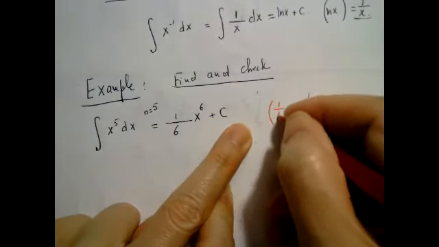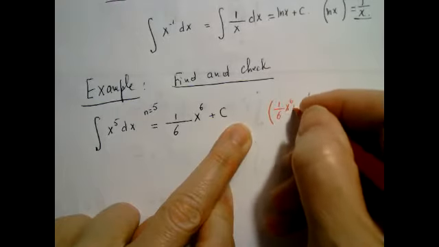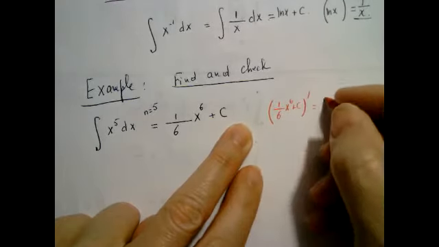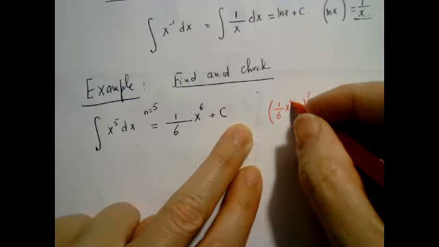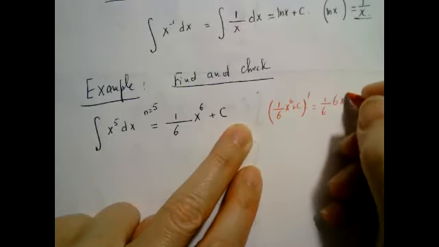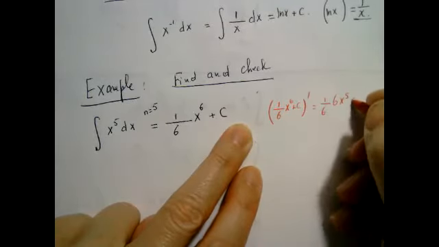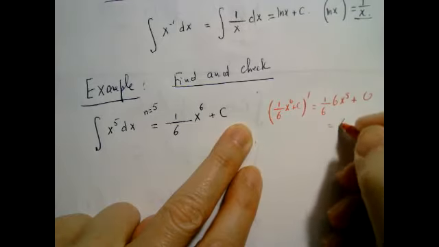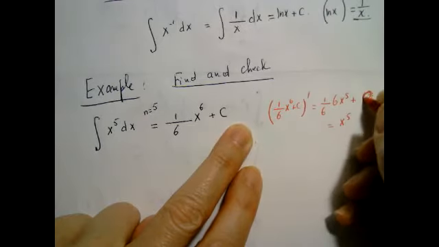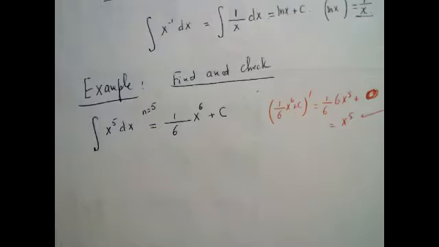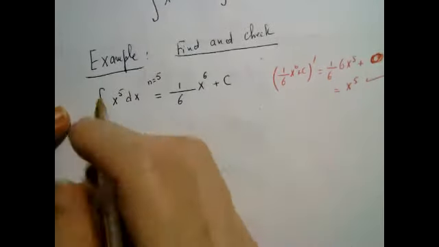And we check, even though that's fairly simple. 1 over 6, the antiderivative of x to the 6, is 6x to the 5 plus c, and the derivative of c is 0. Remember, c is 0. That's why the derivative is x to the 5. Okay, so now let's do another one.